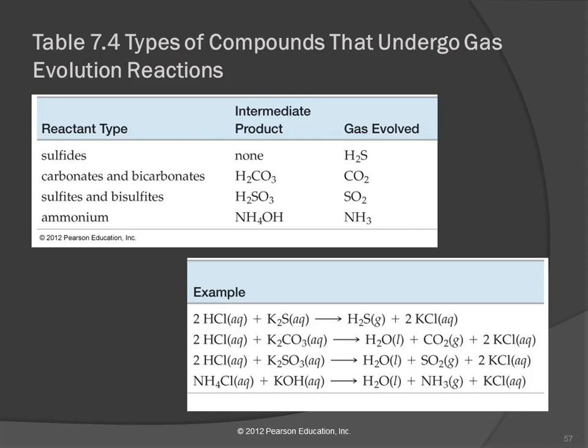These are the types of compounds that give off gases. So if you have a sulfide as a reactant type, you can end up with hydrogen sulfide gas, very smelly. You don't want to be around that. If you have carbonates or bicarbonates, also called hydrogen carbonates, you can end up with an intermediate product of carbonic acid, and that will decompose into carbon dioxide and water.